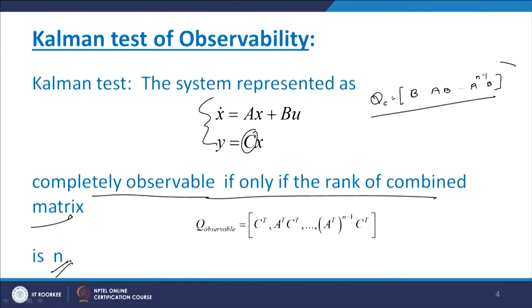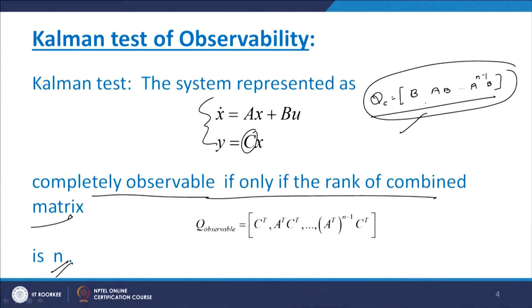Now, how has this equation come? We have already seen the origination of the equation B, AB, up to A raised to n minus 1 B, which we got from the state equations. Similarly, here also, from the state equation itself, we can get this particular equation. Now we start deriving the result C transpose, A transpose C transpose, up to A transpose raised to n minus 1 C transpose.